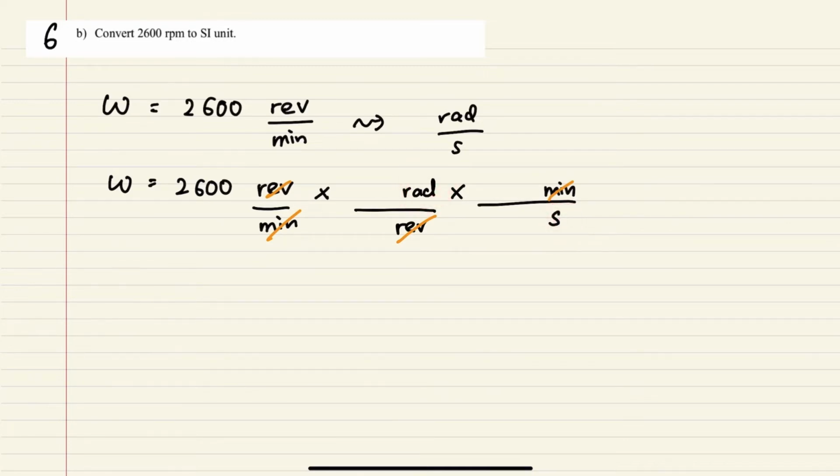Now you have to ask yourself, one revolution, which is one complete cycle, is equivalent to 2 pi radian, and 1 minute is equivalent to 60 seconds. So basically you just have to press your calculator: 2600 times 2 pi divided by 60 seconds. So omega here you should get 272.27. SI unit is radian per second.